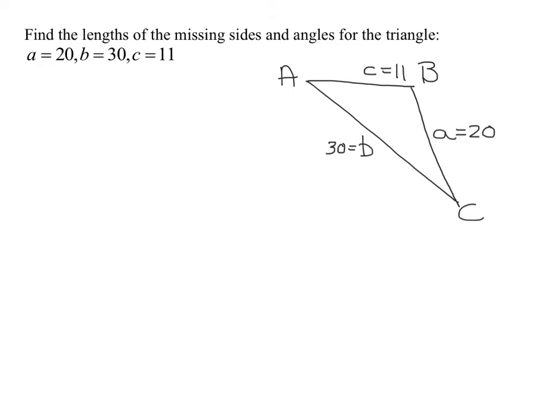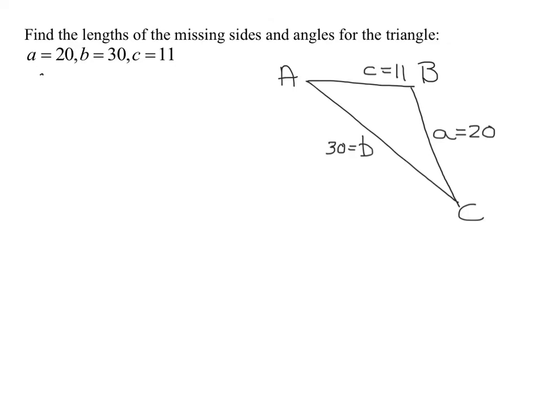We're not told that this is a right triangle, so I can't use the Pythagorean theorem, and I can't use trig functions using opposite, adjacent, and hypotenuse. So we're going to have to use the law of sines, the law of cosines, and the sum of the angles equals 180. Now, can we use the law of sines when we know no angles?